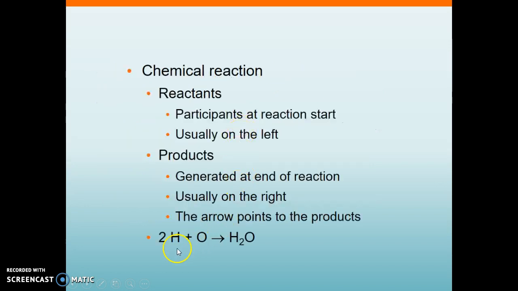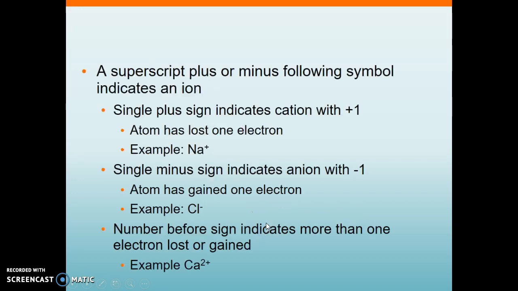Well, a chemical reaction, and down here at the bottom you can see this chemical reaction. We have hydrogen and oxygen forming water. The reactants are on the left-hand side, so hydrogen and oxygen are reactants. The product, what we're forming, is water. The arrow points to the product, or the direction of the reaction. Superscript, we'll see this when we look at ions.